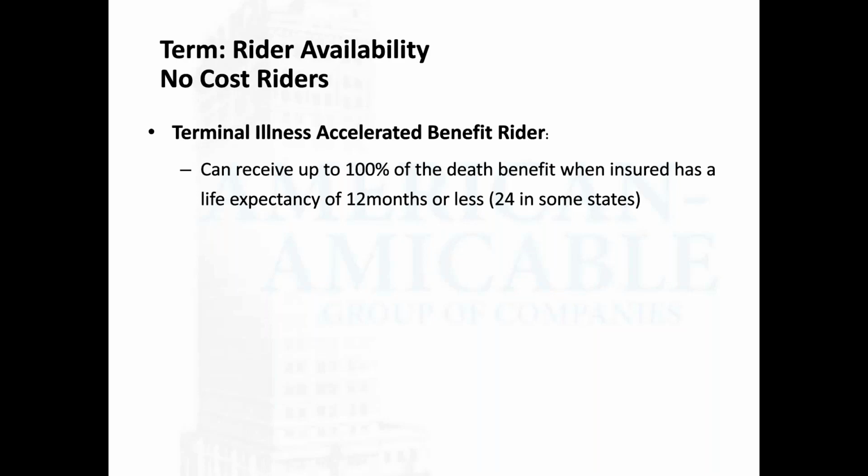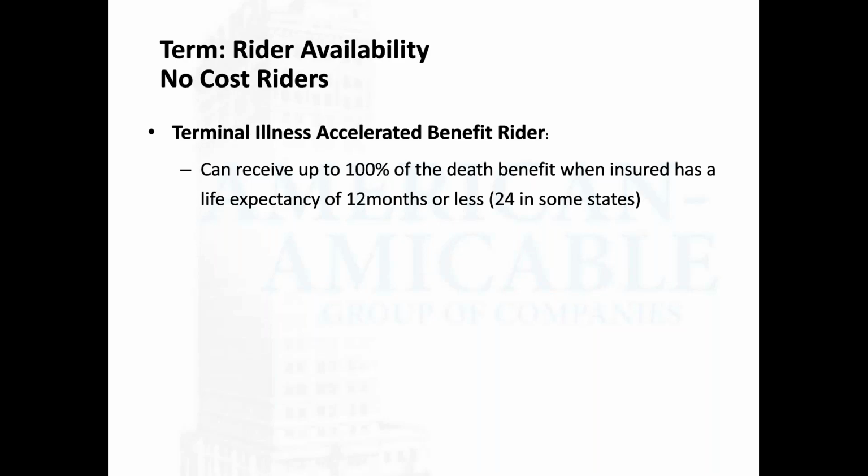Let me spend a minute though and go through the no-cost riders, the first two out there. The terminal illness accelerated benefit rider says that if your client is diagnosed as having a life expectancy of 12 months or less, okay, it's 24 in some states, but most states it's 12 months or less, that client can then get up to 100% of their death benefit, okay, when that happens. Now that benefit's typically paid out on a tax-free basis, okay, so it's considered a death benefit to your client.